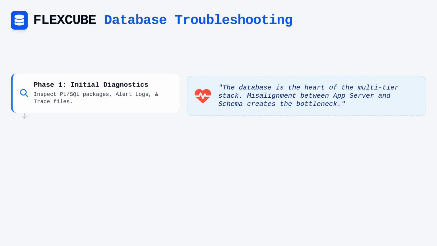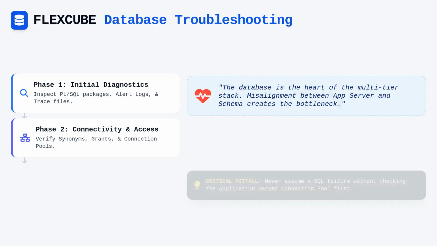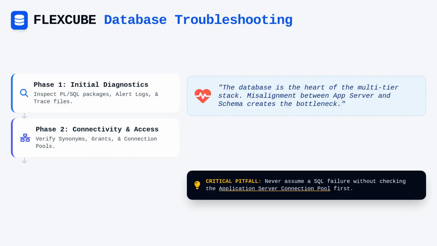If a transaction fails, the first step is always to inspect the alert logs and the trace files generated by the Oracle instance. By cross-referencing these logs with the timestamps of your application errors, you can often pinpoint exact deadlocks or resource contention issues. Remember that FLEXCUBE relies heavily on specific synonym and grant structures. If these become corrupted during a deployment or a user role modification, the application will simply fail to reach the necessary underlying tables. Always verify your database connectivity pool settings on the application server side before concluding that the issue resides purely within the SQL layer.